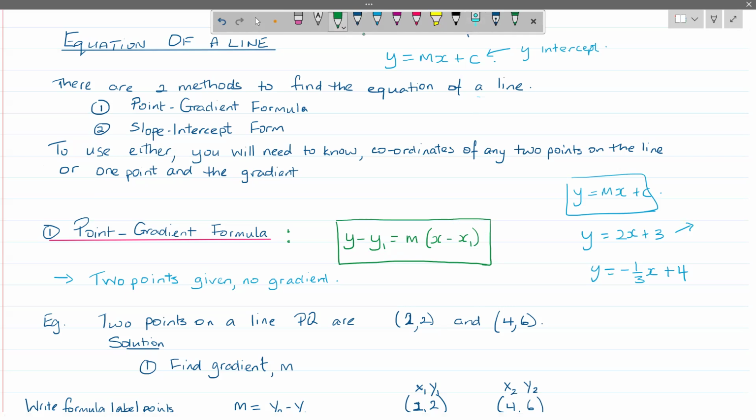I'm going to write the formulas next to them. The point gradient formula is y minus y1 is equal to m into x minus x1. And the slope-intercept is y is equal to mx plus c. In both of them, you're going to need to know the gradient. Sometimes the question could tell you what the gradient is. Sometimes, if they want more working, you have to find the gradient first. After you find the gradient, you can put in your x1 and your y1 value and work out the equation of a line.